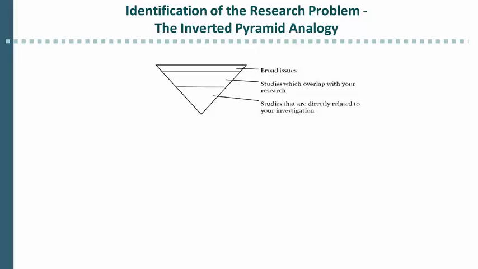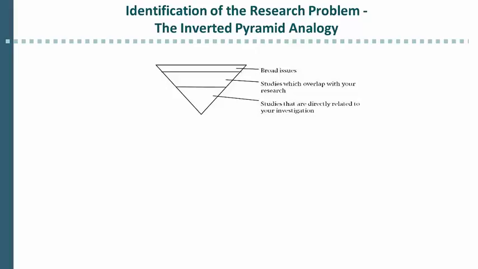Then you could narrow it down to studies overlapping with your research. In other words, wider studies about motivation. And then further down to studies that are directly related to your investigation. So, for example, studies on reward value, studies on performance, the other element of your research problem. Exactly what we mean by performance. Don't forget, it is a concept, and as a concept, it is abstract. It requires explanation.